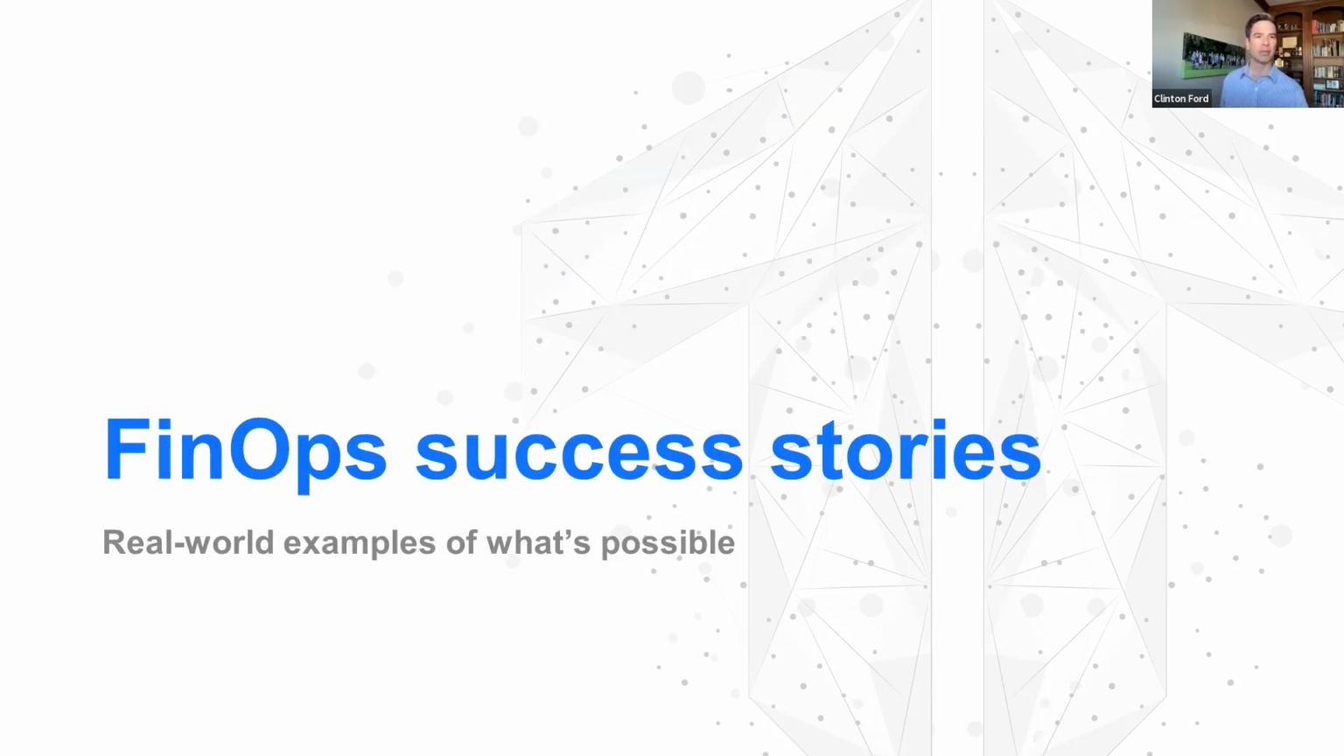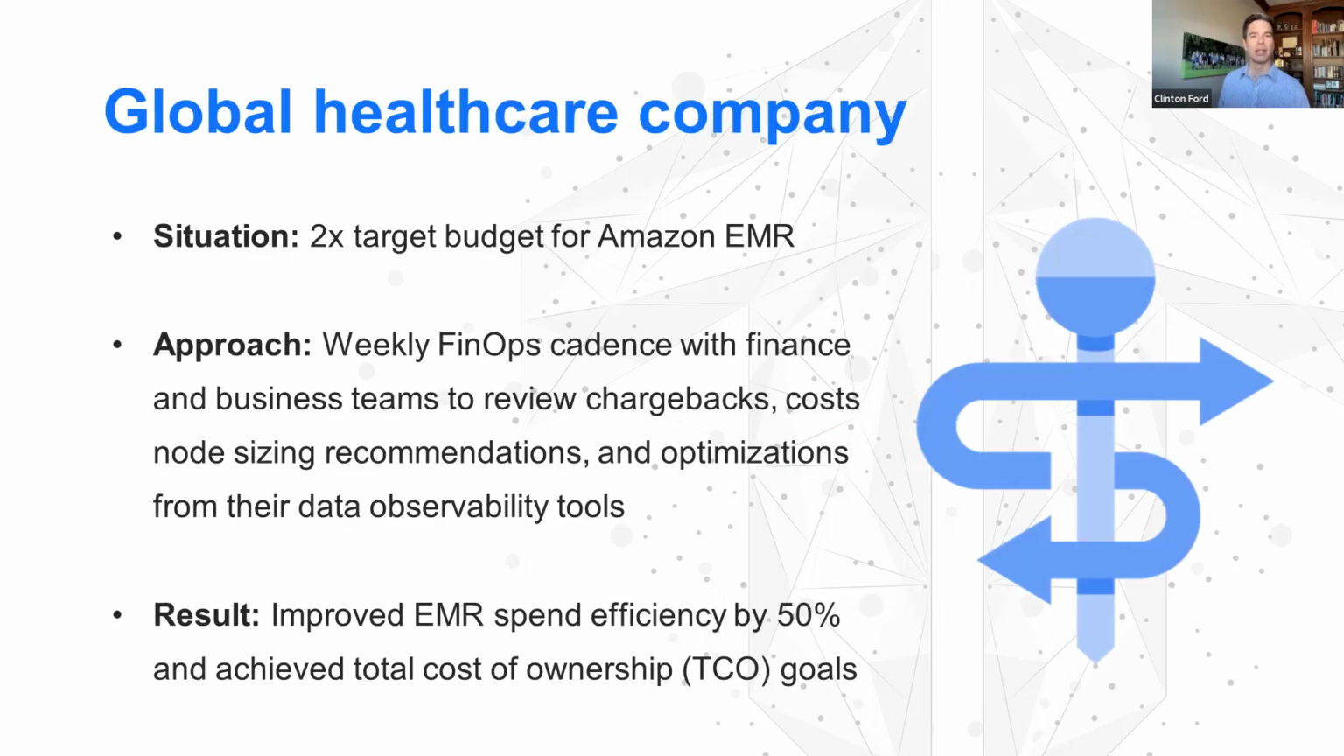So now let me share a few examples of FinOps success. A global company in the healthcare industry discovered they were spending twice their target spending for Amazon EMR. They could manually reduce their infrastructure spending without using observability tools, but each time they did, they saw job failures happen as a result. They wanted to understand the reason why cost was so far above their expected range. Using observability tools, they were able to identify the root cause for the high costs and reduce them without failures. Using a FinOps approach, they were able to improve EMR efficiency by 50% to achieve their total cost of ownership goals.